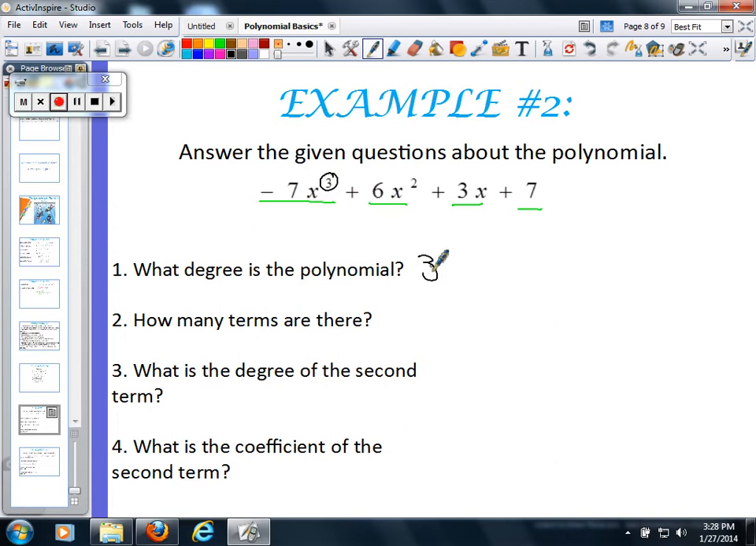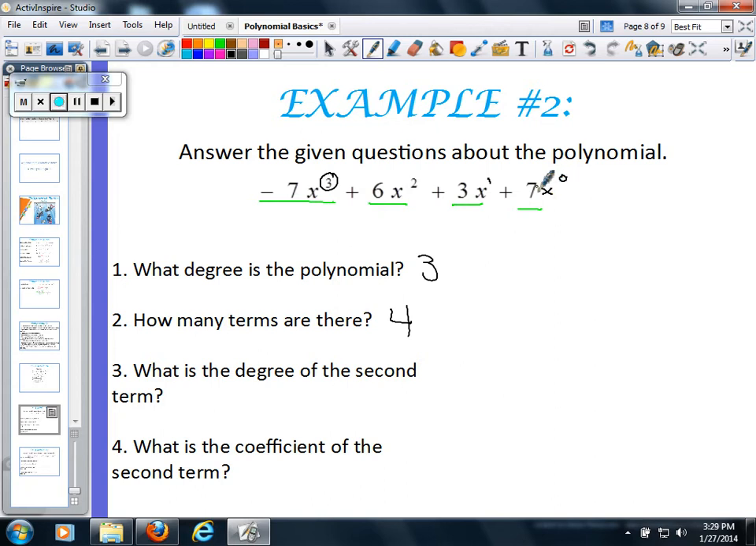How many terms are there? Well, we underlined them: 1, 2, 3, 4. What is the degree of the second term? Now, in order for you to determine the degree of the second term, these have to be in descending order. Descending order is always determined by alphabetical order, so there's only one variable, so it's going to be based on the x. It's exactly what it sounds like: the exponent descends as you go. So it's 3, 2, 1, and this would be x to the 0 power, because x to the 0 power is 1, and 1 times 7 is 7.